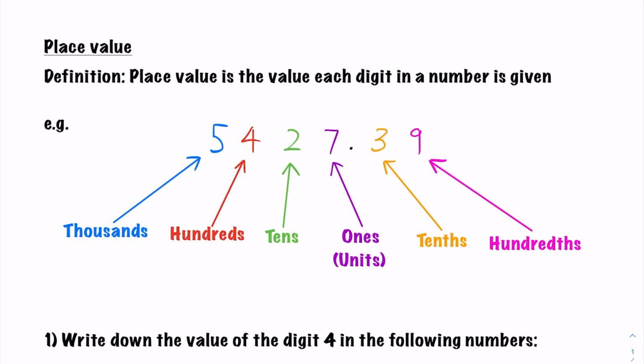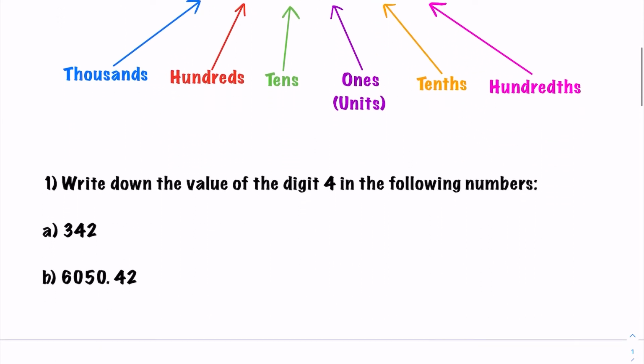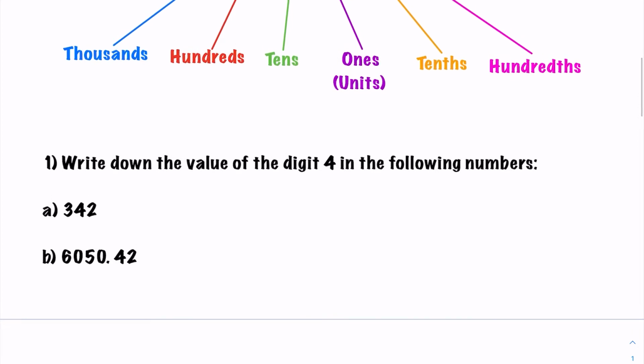So, write down the value of the digit 4 in the following numbers. So 342. You've got to decide whether that's in the tens, the hundreds, the thousands, what column is that in. The way I like to decide which it is in is I always start off with the ones. The ones is just going to be the last number before the decimal place. So you know that the 2 is in the ones or the units. The 4 is therefore in the tens. So you would say that we have 4 tens, which would be 40. If you have 4 tens, you have 40.